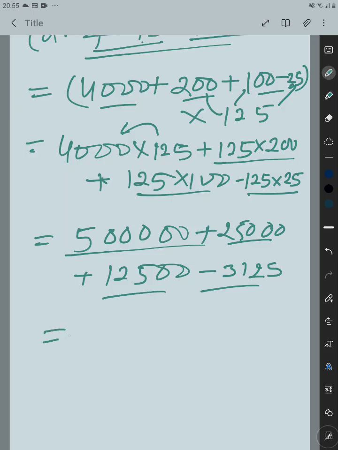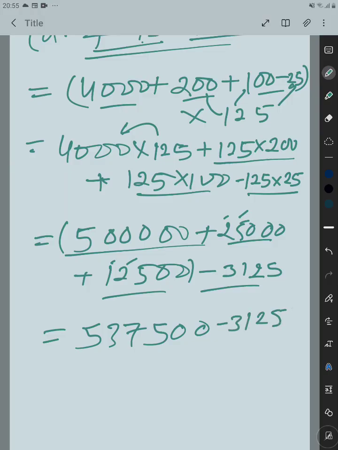Now we can add and subtract. Let's sum these numbers and then subtract this one. So we'll sum it: 0 and 0, then this 5, and then this 2 and 5 are added to give 7, so we'll get 7 here. Then this one and this one are added, and you'll get a 3 here. And how many digits do we have? Okay, so now 5. Minus 3125.